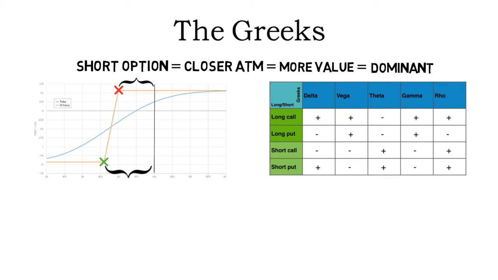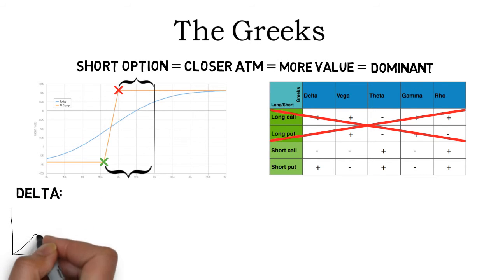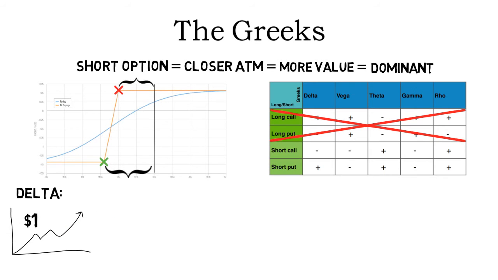I explained this table in some of my previous videos. Basically, it shows the impact of the Greeks on different option positions. As the short options are the dominant ones in this strategy, we can neglect the Greeks for the long options. Delta measures the change of the option's price for a $1 move up in the underlying. So obviously, a short put will profit from a move up and a short call will lose value from that move, therefore the plus and the minus.